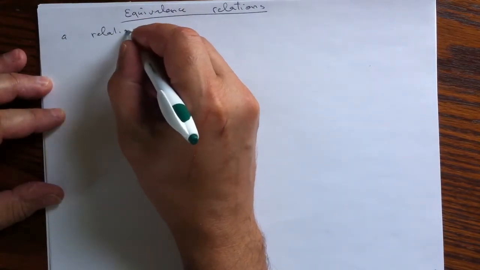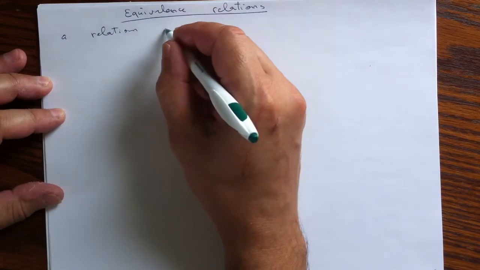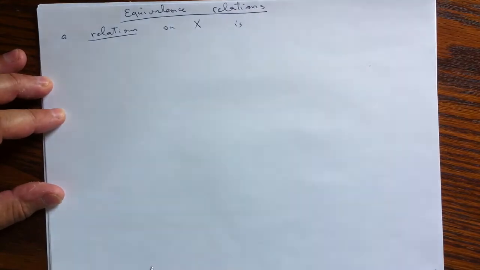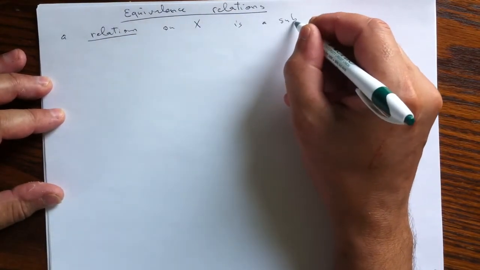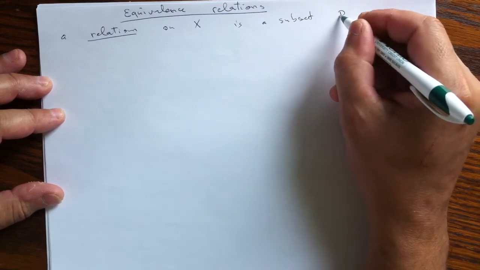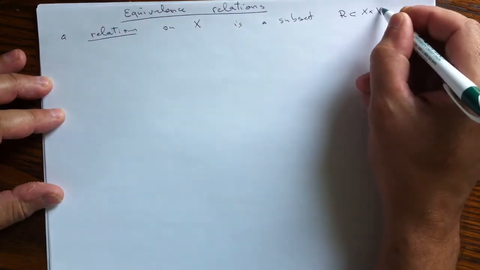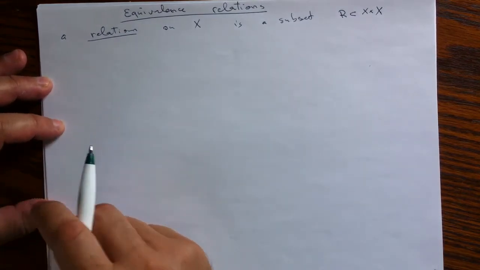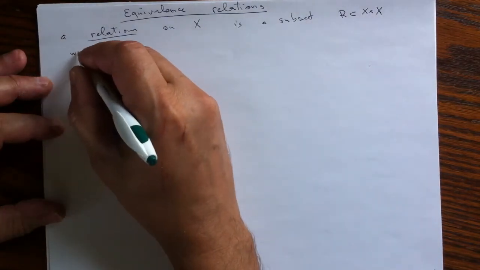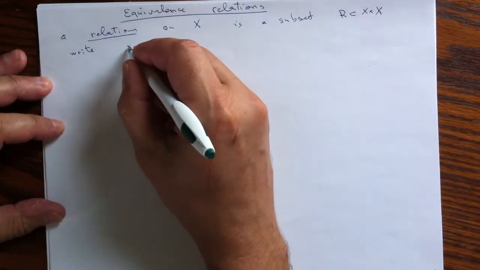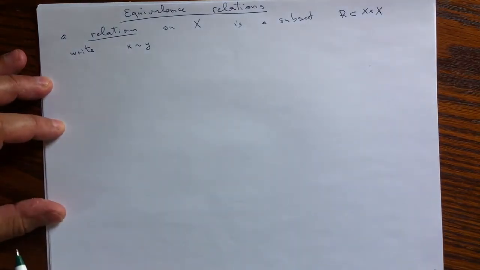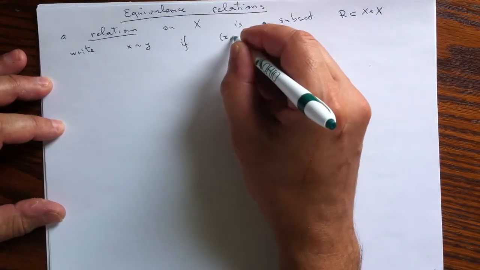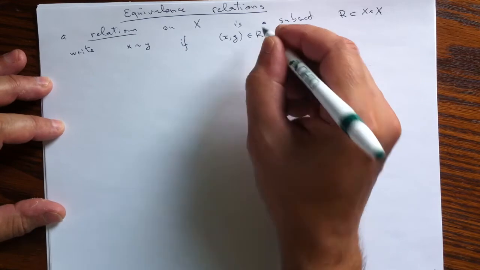A relation on a set X is, well, formally is just a subset, call it R, of the Cartesian product of X with itself. So this is just a collection of pairs of elements from the set X. So let's write that little x is equivalent to little y for elements x and y from X if and only if the pair (x, y) is in this relation.